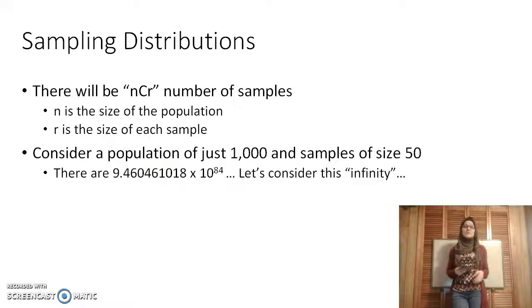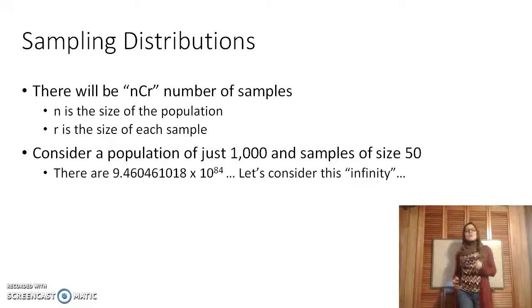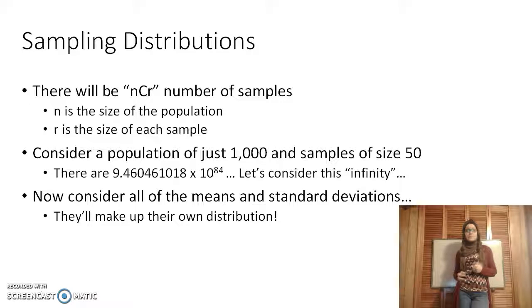And that's only for a population of size 1,000. But how many populations are that small? Not very many. So let's consider that infinity. That number's so big, it's reaching infinity. So if we could theoretically go out and collect an infinite number of samples of size 50, what patterns would occur? What would happen? Well, they'd all have means and standard deviations, and they'll make up their own distributions. And we're going to look at the distribution of the means.